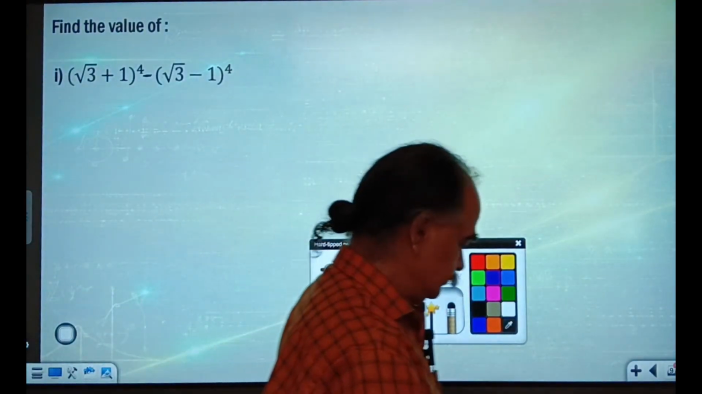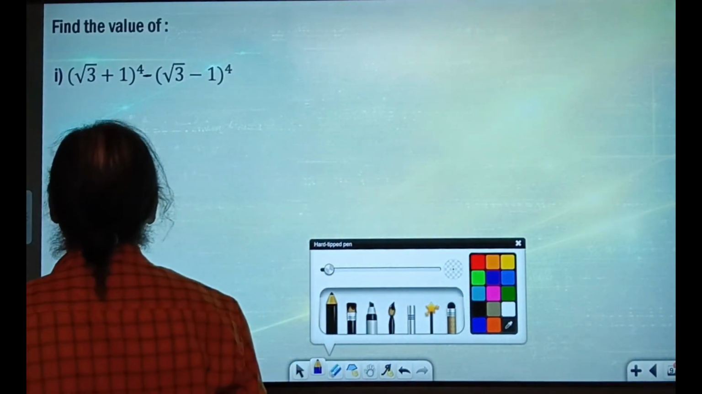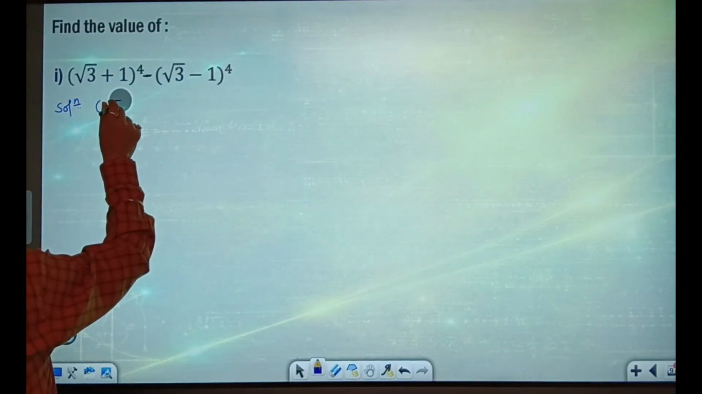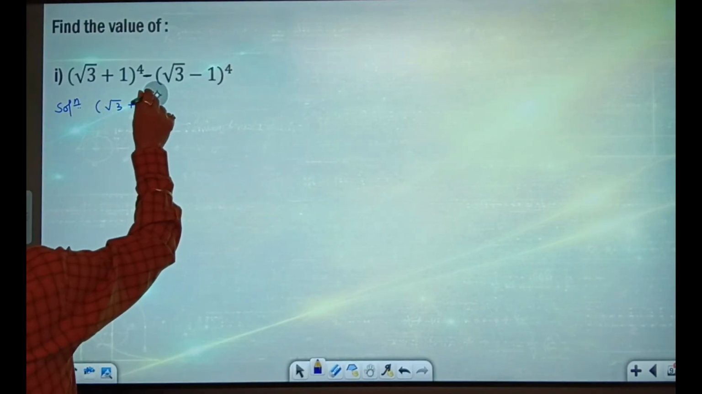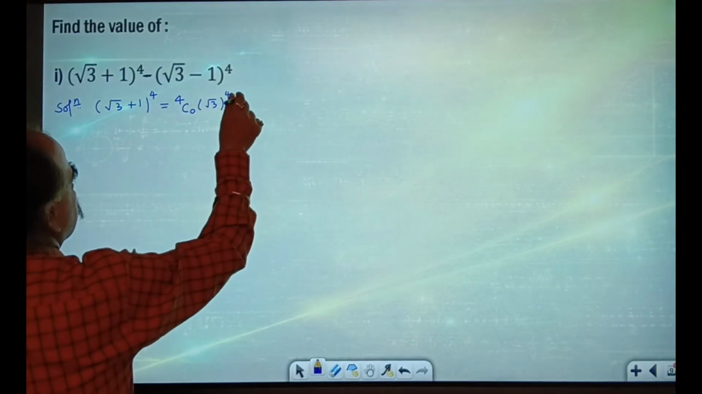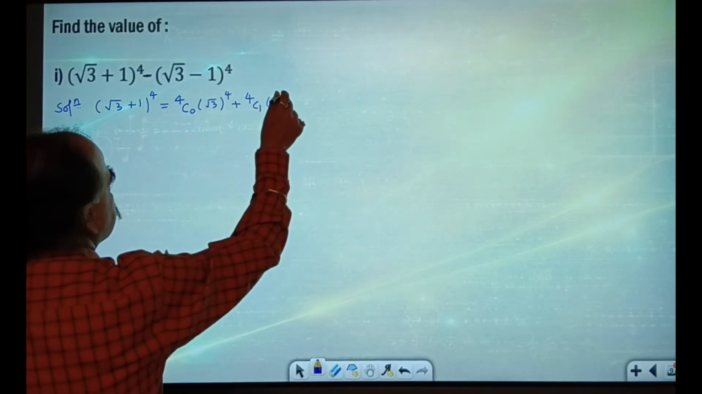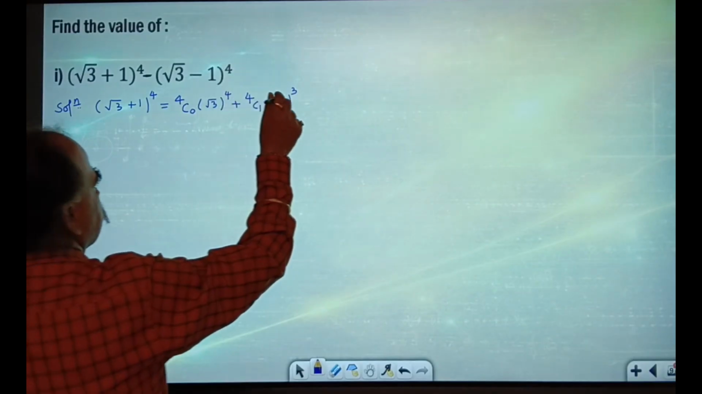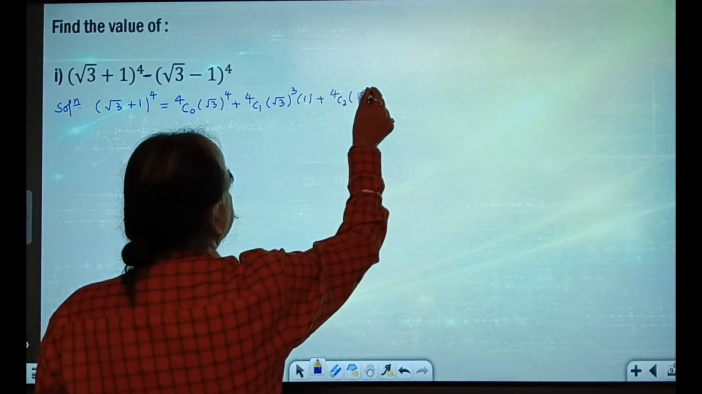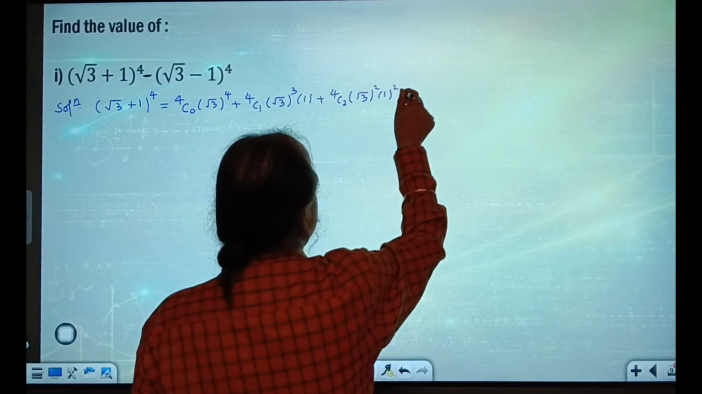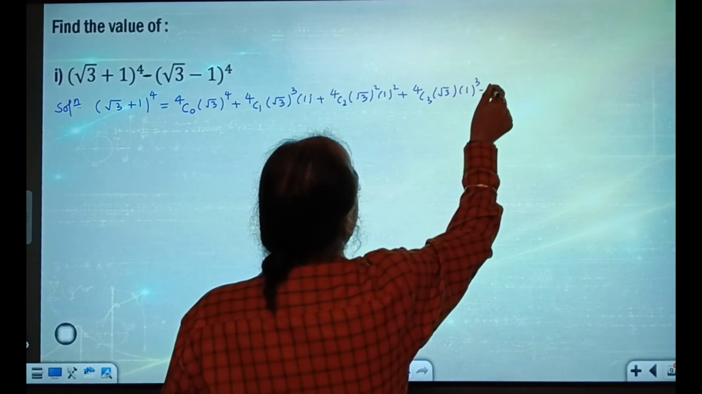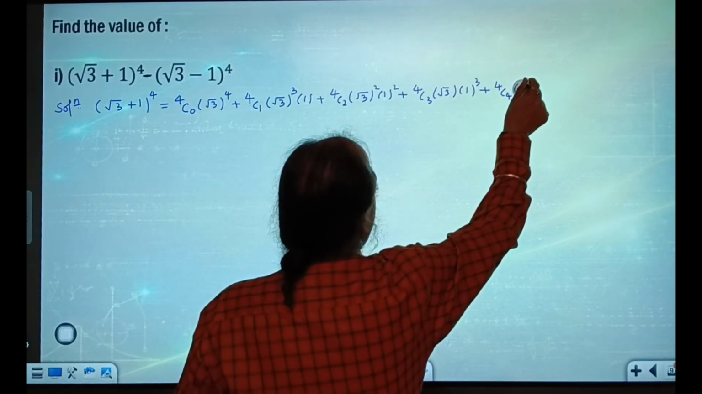So root 3 plus 1 raised to 4 is what? 4C0 root 3 raised to 4, 4C1 root 3 cube, 1 any power is 1, so just write 1. 4C2 root 3 square, 1 square. 4C3 root 3 into 1 cube, plus 4C4 1 raised to 4.